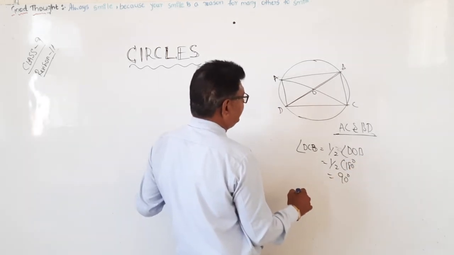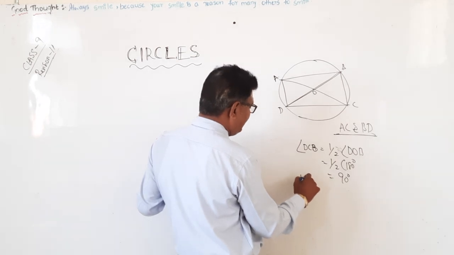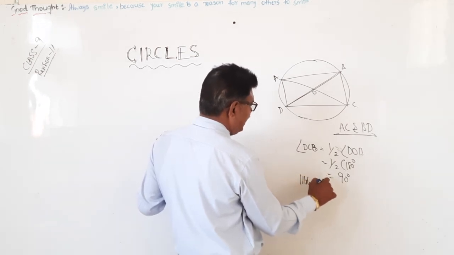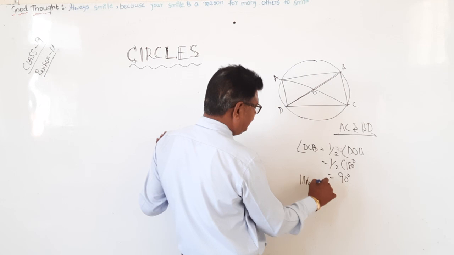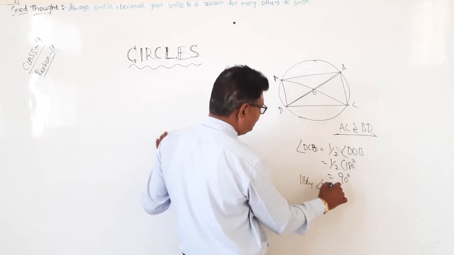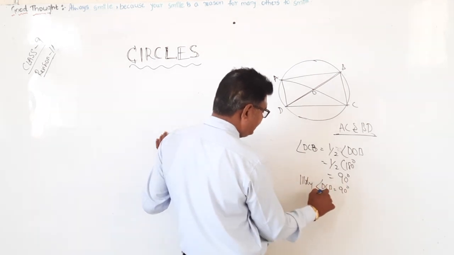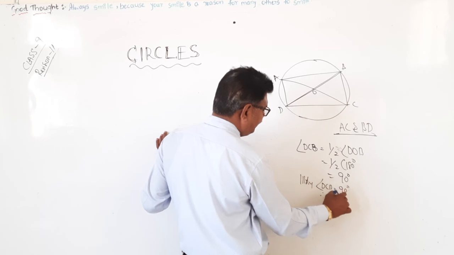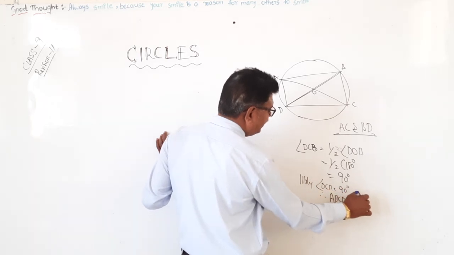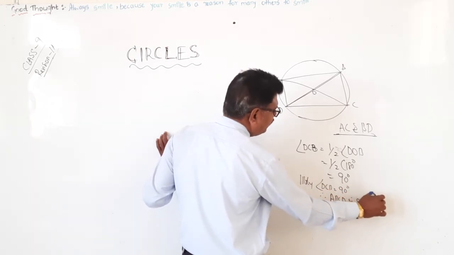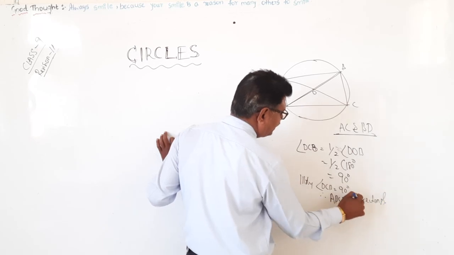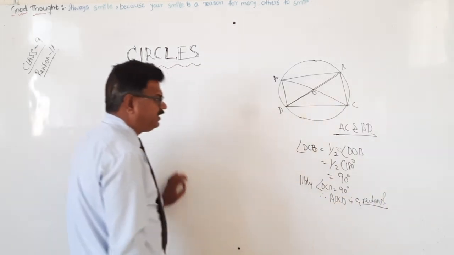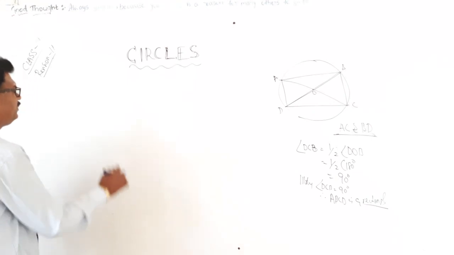Similarly, angle DCB is also equal to 90. Therefore, ABCD is a rectangle. This much only we have to do.